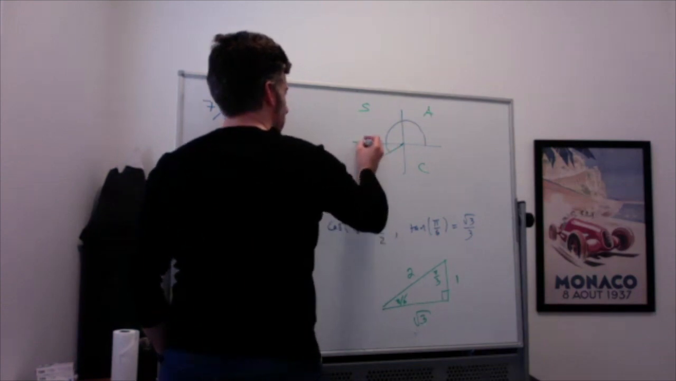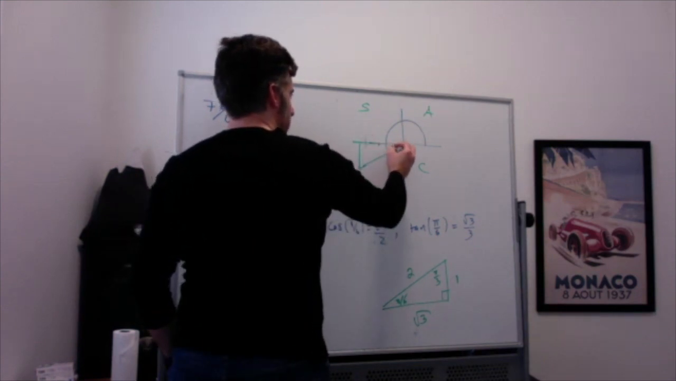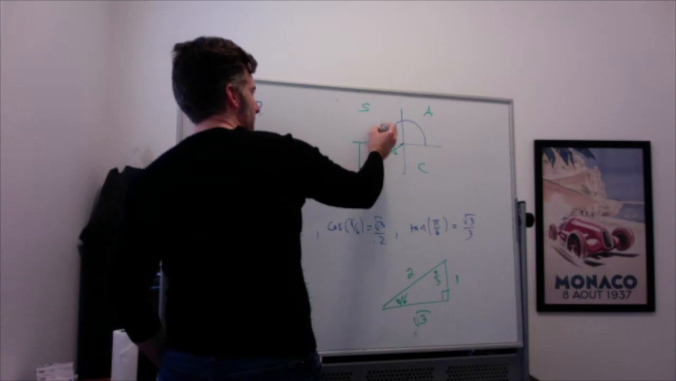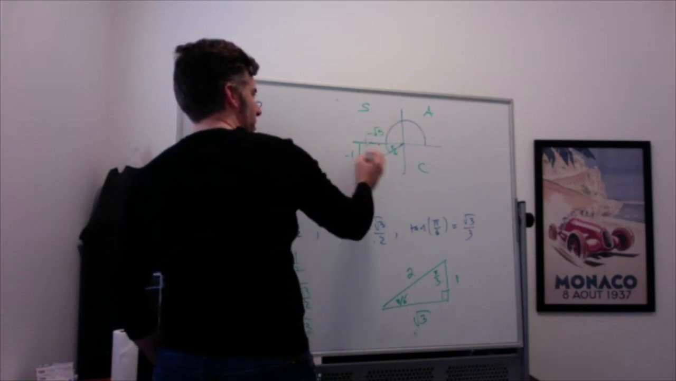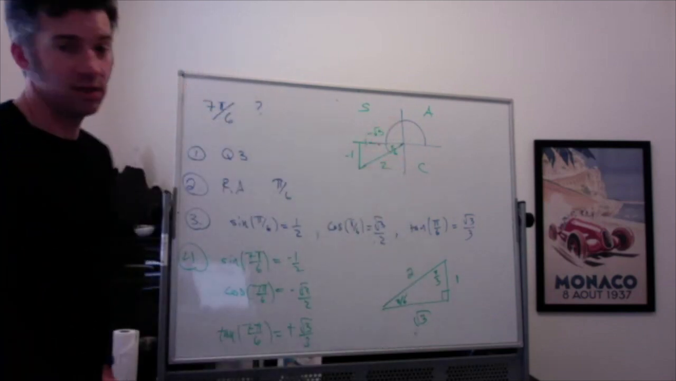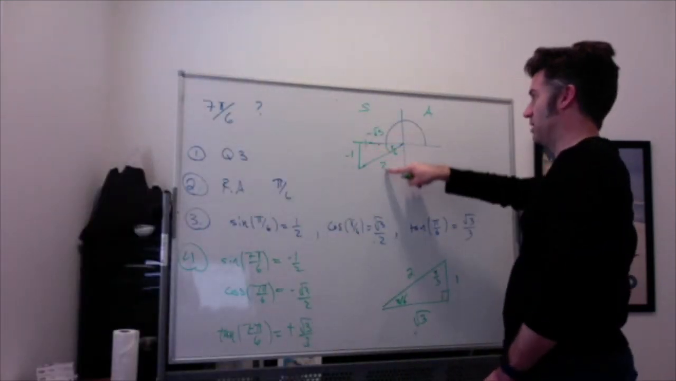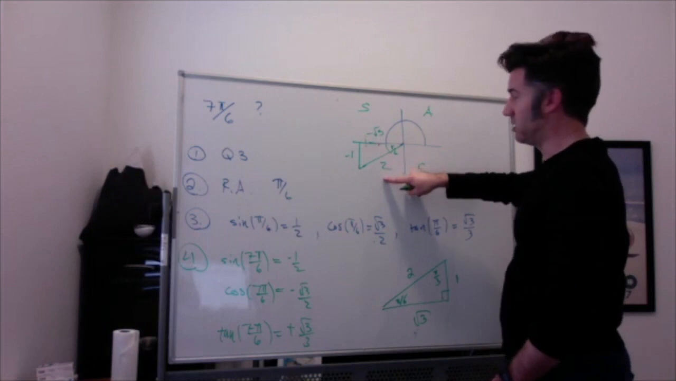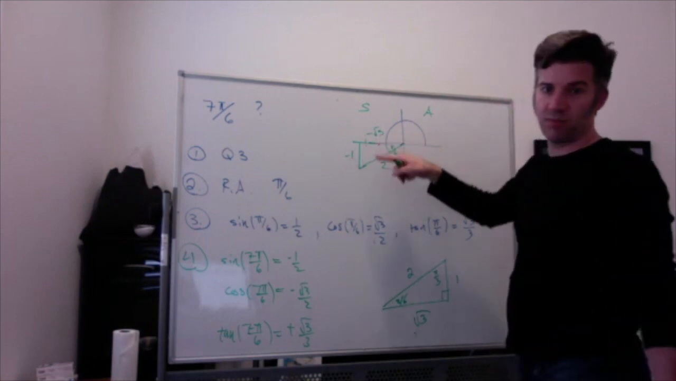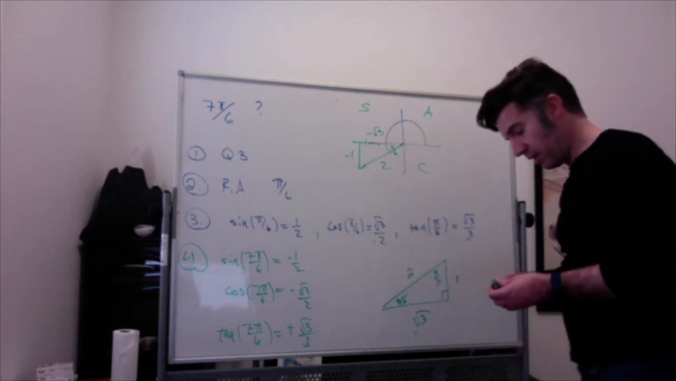triangle here, where this angle is pi over 6. This side is negative root 3. This is negative 1. This is positive 2. So sine is negative 1 over 2. Cosine is negative root 3 over 2. Tangent is negative 1 over negative root 3, which simplifies to root 3 over 3.